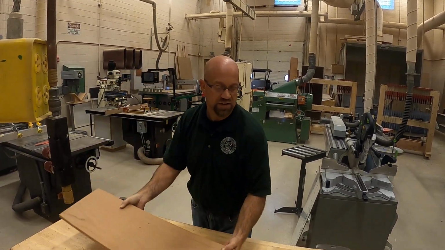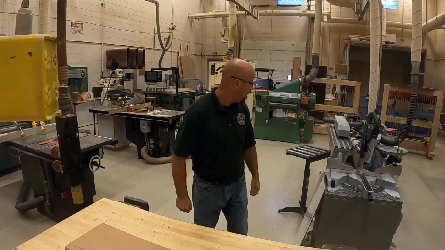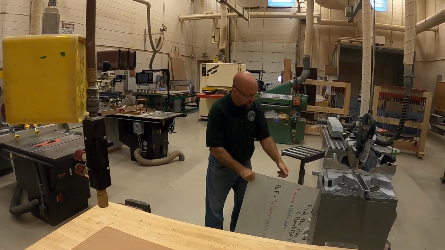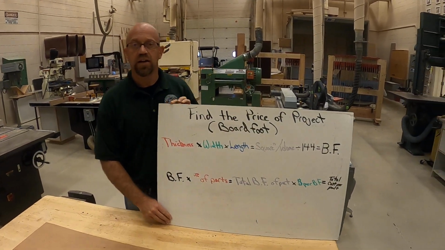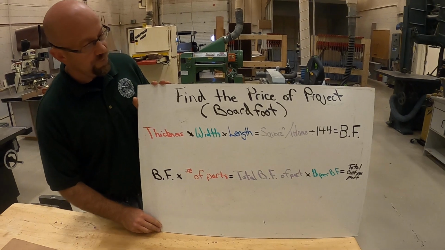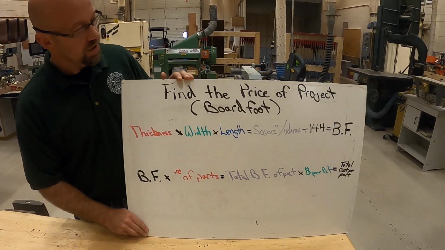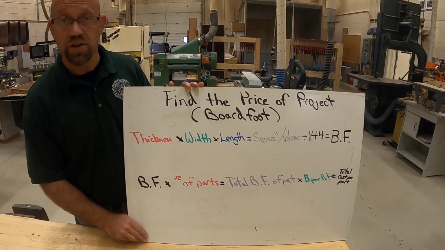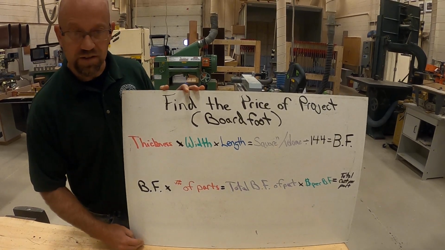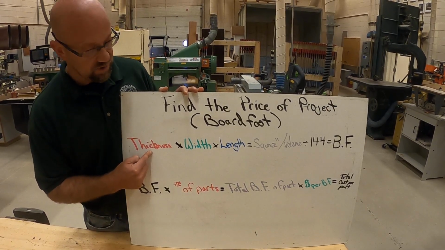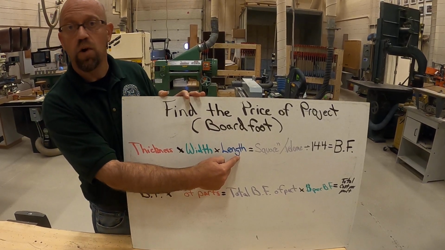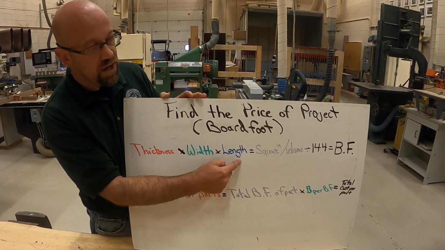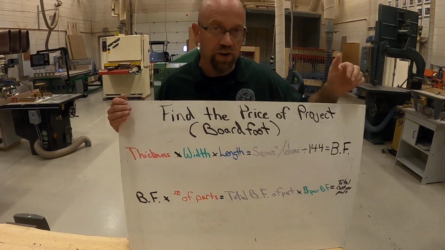So I'm going to set this board down here, and I took the liberty of putting something on this whiteboard to illustrate how to figure out the price of a project, finding the price of a project using board feet. I'm going to take the thickness of my piece times the width of my piece times the length. That's going to give me the square inches, or the volume. Now I'm going to divide that by 144.